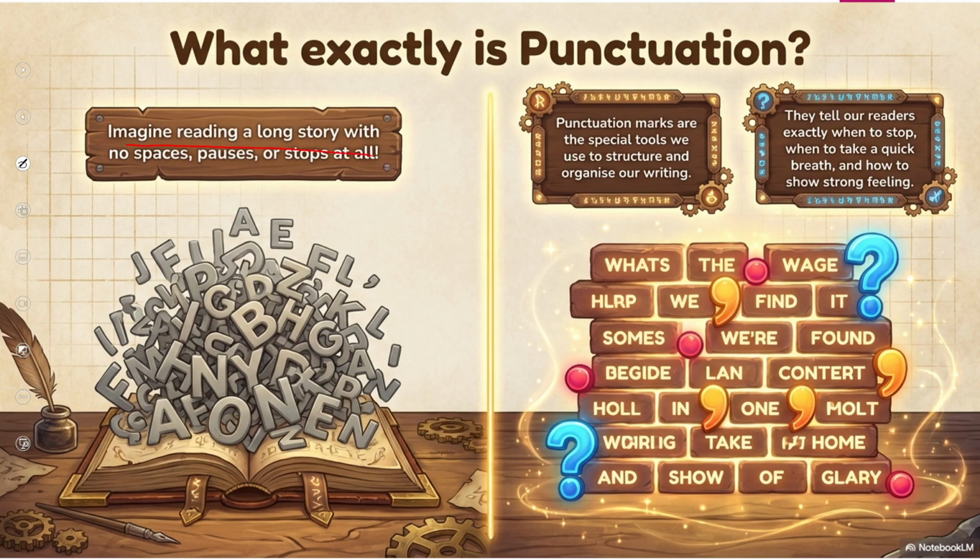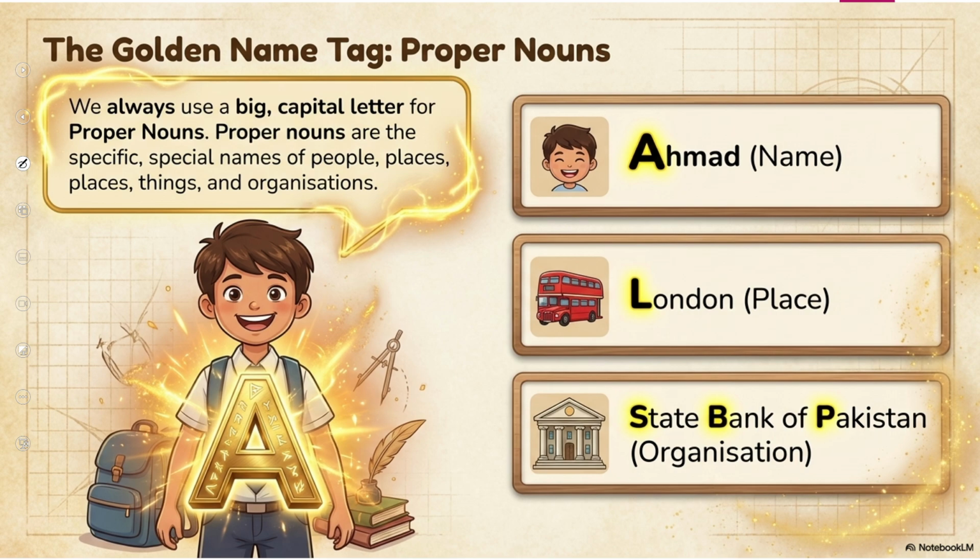Imagine reading a long story with no space, pauses or stop at all, and you didn't get the point. Punctuation marks are the special tools we use to structure and organize our writing. They tell our reader exactly when to stop, when to take a quick breath, and how to show strong feelings. And here are those punctuation marks. First, let's talk about capitalization.